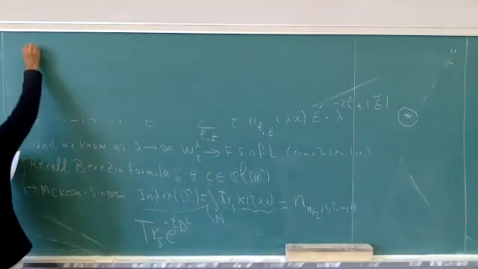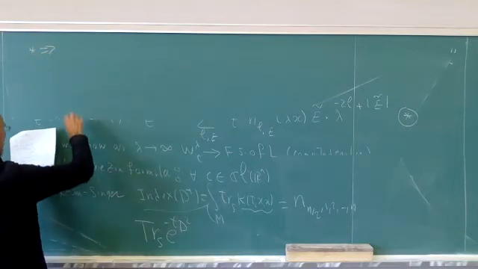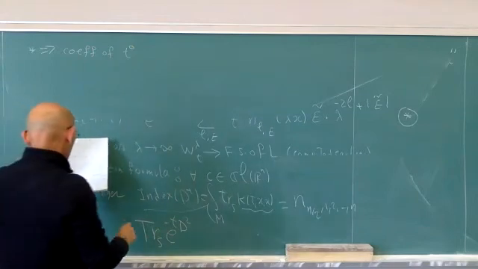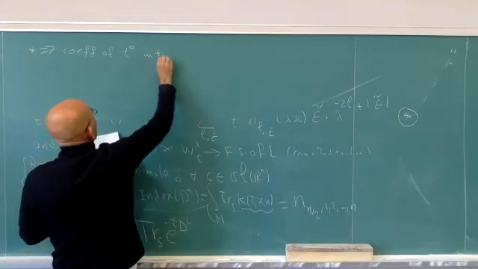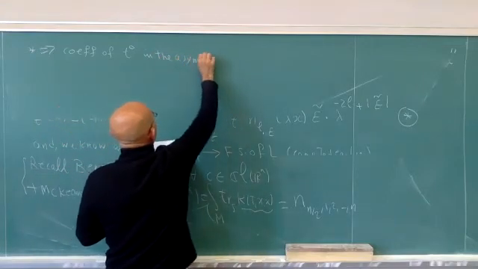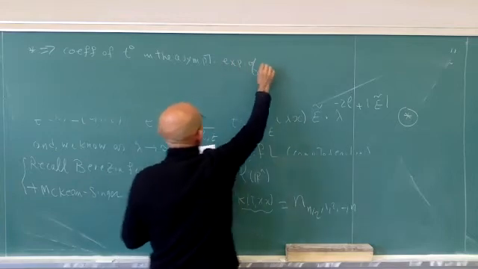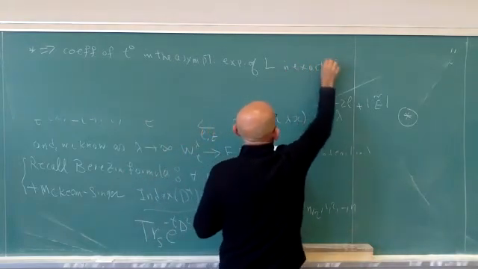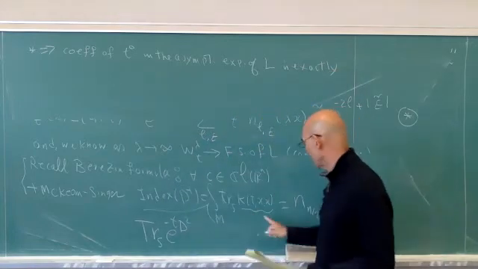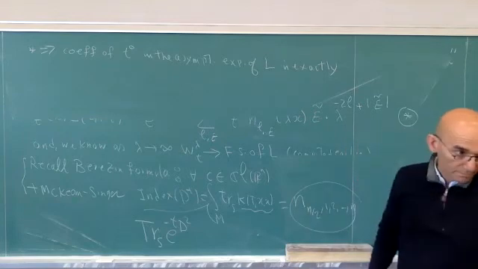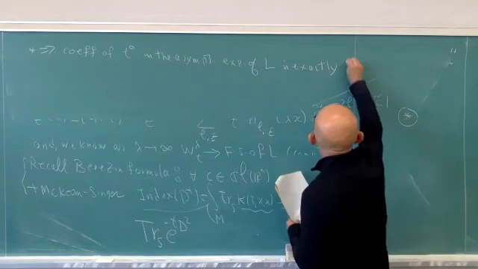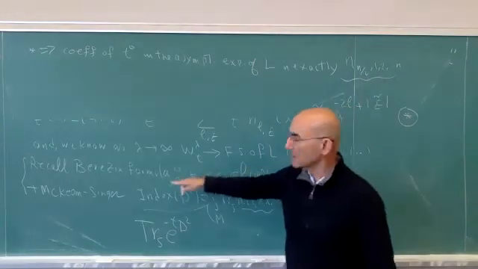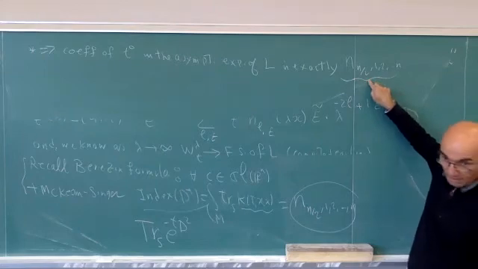So star implies that the coefficient of T0 in the asymptotic expansion of L is exactly this term that we are looking at. I just denoted it by this n over 2, 1, 2, n. Brazil says that this is the only term that matters in computing the index.